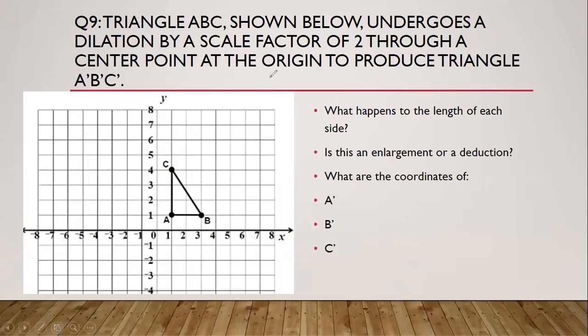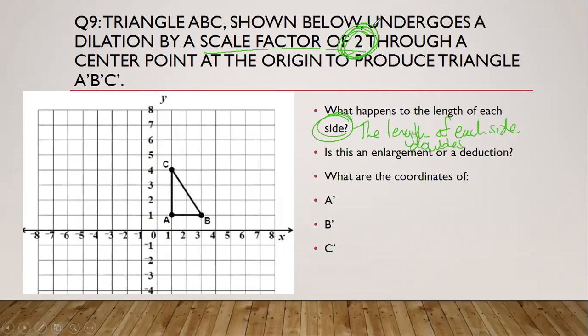Okay. I have a few questions. It says, what happens to the length of each side? Is this an enlargement or a reduction? And what are the coordinates? So if my scale factor is 2, that means that my sides are going to double, because the scale factor is 2. The length of each side doubles because my scale factor is 2.